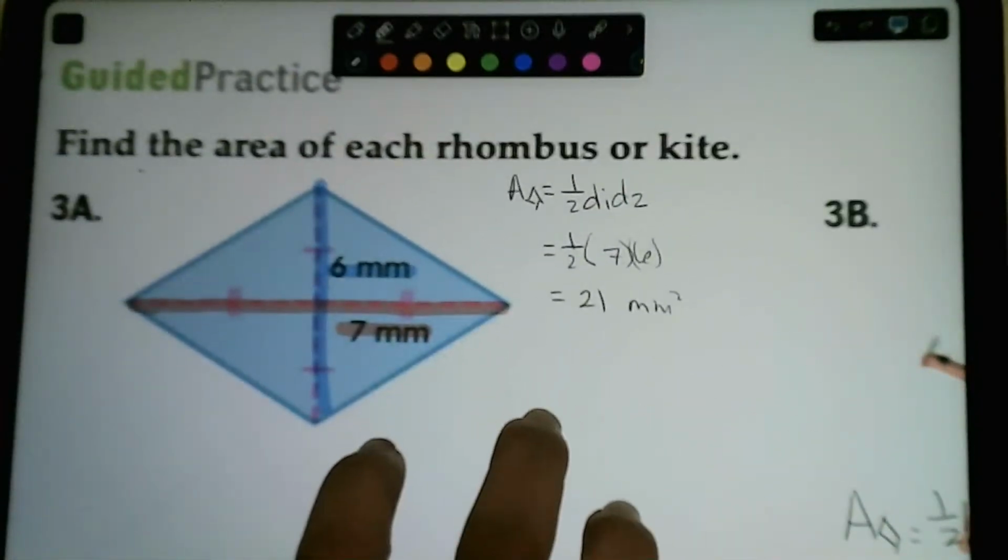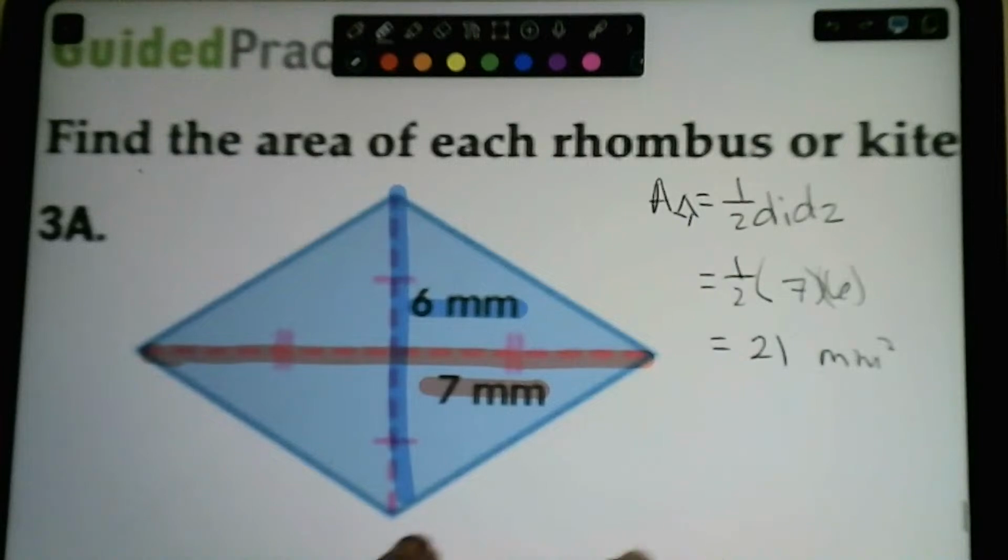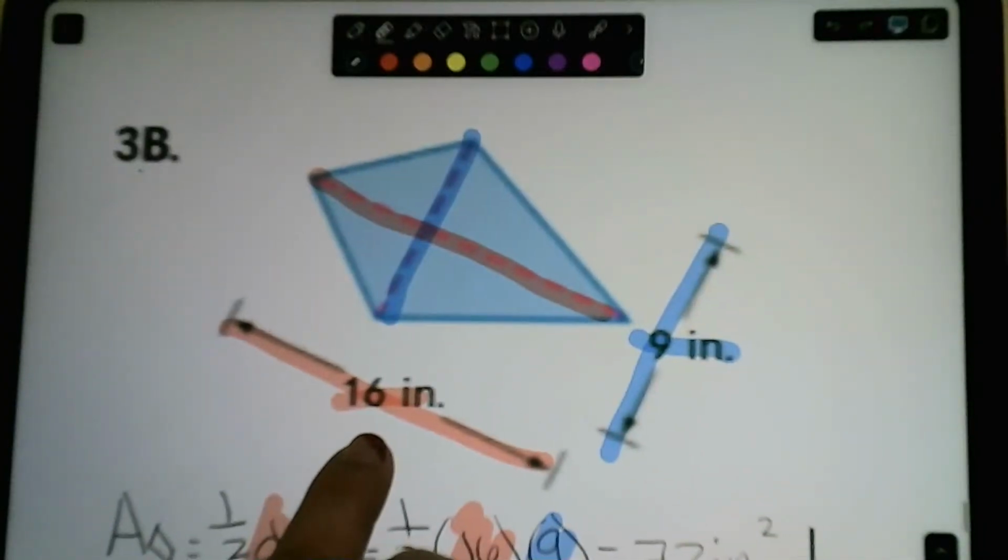Here's an example with a rhombus or a kite. I'm not really sure. But because they told me that this was either a rhombus or a kite, they used the same formula. So I just grabbed my formula. I identified my diagonals, multiplied them, and called it done. Same thing with this shape.